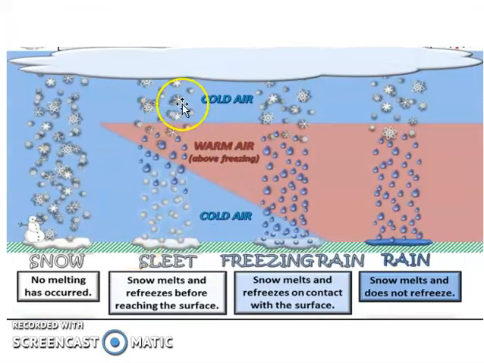This illustration will explain how sleet is formed. From a freezing cold area, it touches the warm air, and then touches the cold air again. Then that becomes sleet.